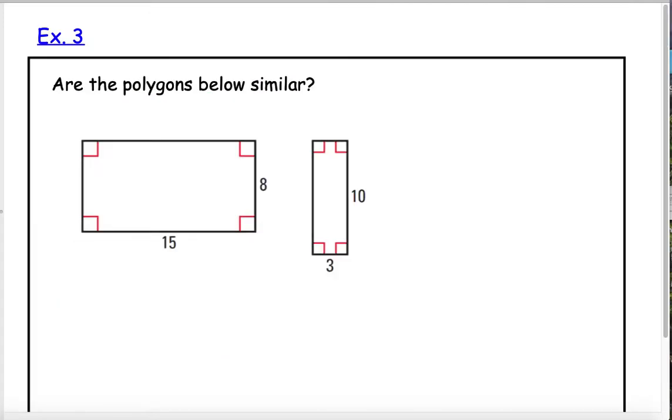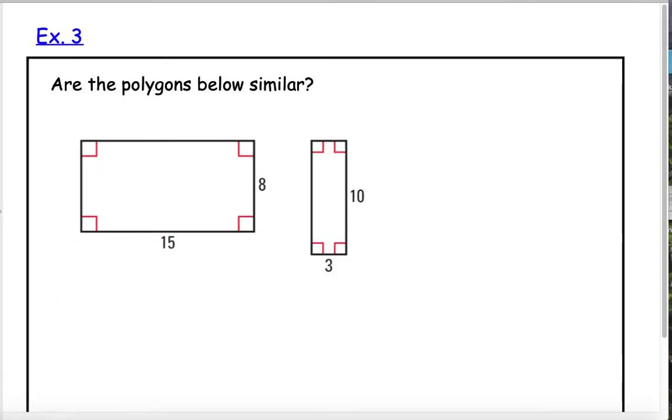Are these polygons similar? Well, once again, notice all the corresponding angles are going to match because these are two rectangles and all the angles are 90. So all the angles match, so we're thinking maybe they're similar. But let's check the sides. We have 15, we know the one across is also 15, and we have 8. Here we have a 10 and a 3. Which one should we match up? Do we match up the 15 with the 3 and the 8 with the 10? Or do we do the 8 with the 3 and the 15 with the 10? Well, since the 8 is the smaller side here, and 15 is the bigger side, let's match the 8 up with the smaller side in the other picture.